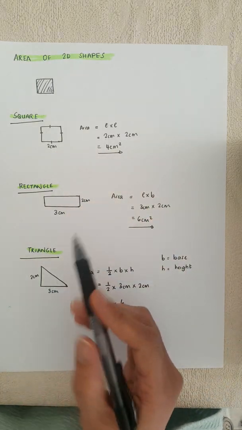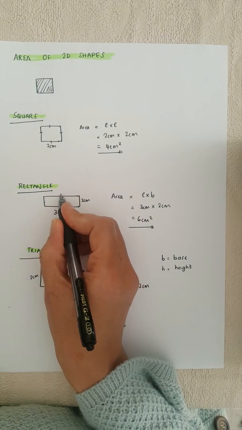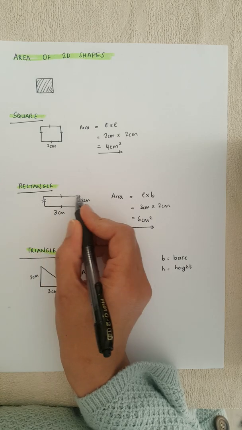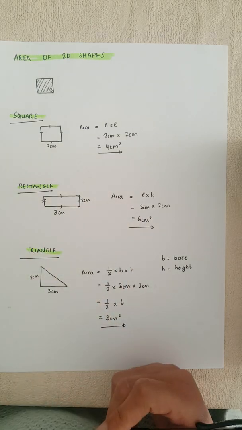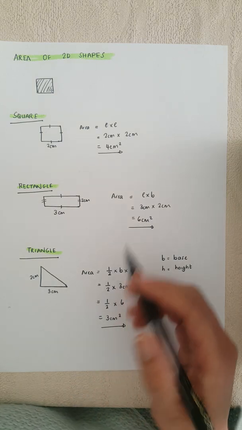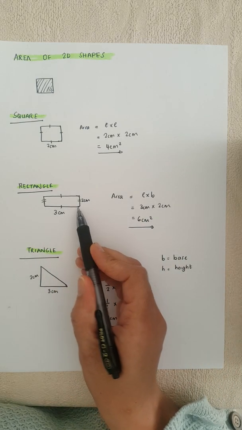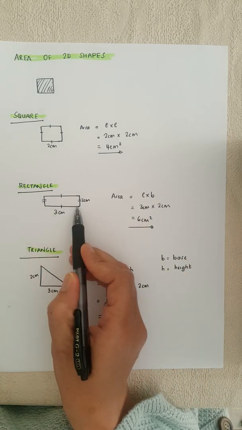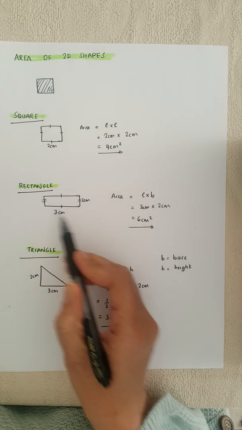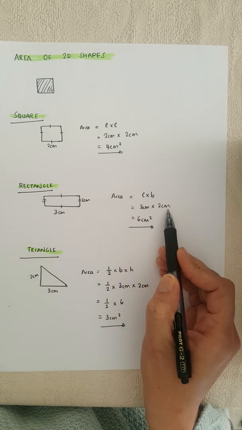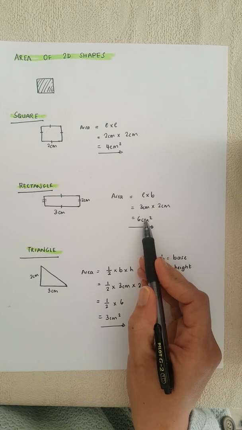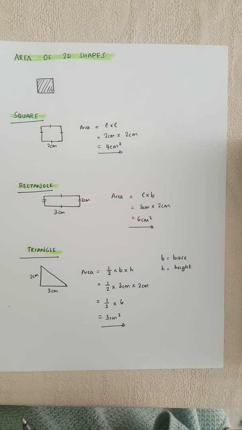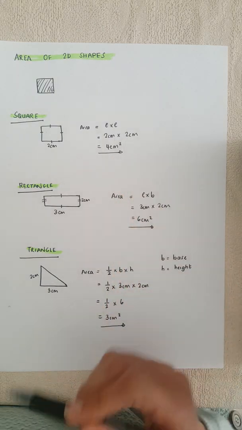Then we have a rectangle, and we know in a rectangle that opposite sides are equal. So you'll probably see lines like that. This side is matching that side and that side is matching this side. When we want to calculate the area of a rectangle, our formula is length times breadth. Here's our length and here's our breadth, and we say 3 centimeters multiplied by 2 centimeters, and again I'm writing my answer as centimeters squared, and 3 times 2 is 6. So in a rectangle it's length times breadth, and in a square it's length times length.